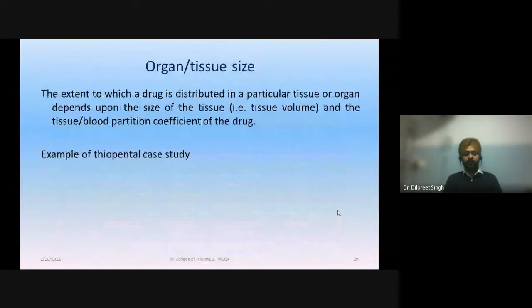Organ tissue size. The extent to which a drug is distributed in a particular tissue or organ depends upon the size of the tissue, that is, the tissue volume, and the tissue blood partition coefficient of the drug. An example is the thiopental case study.